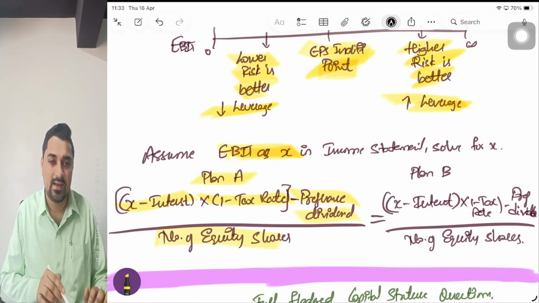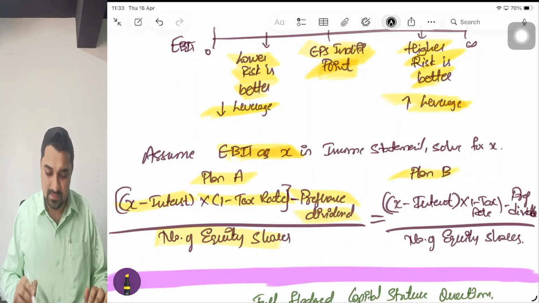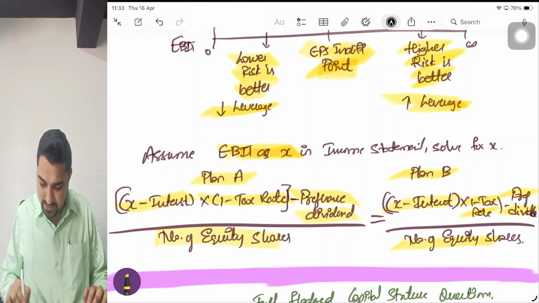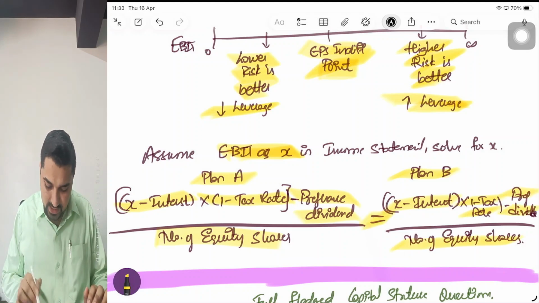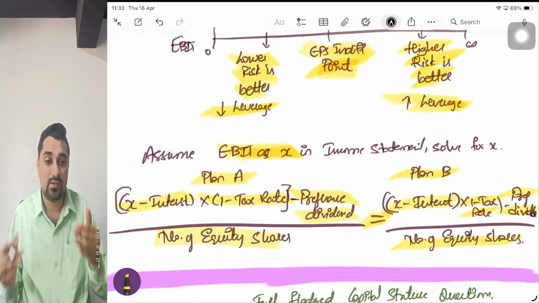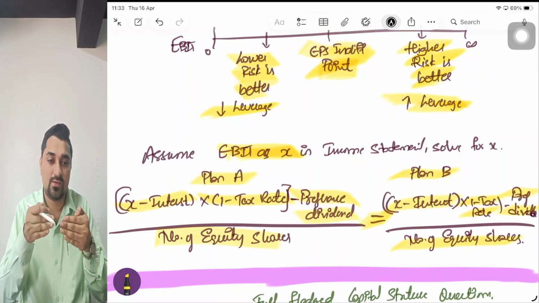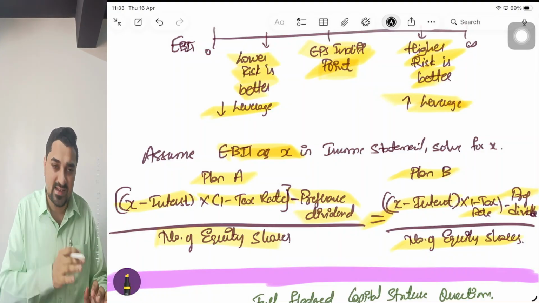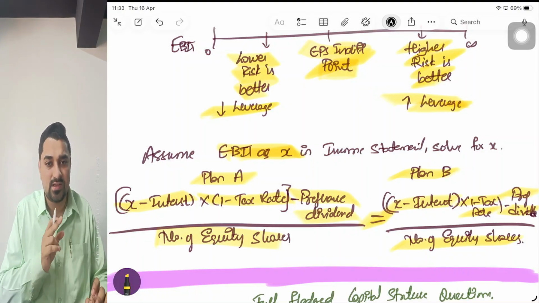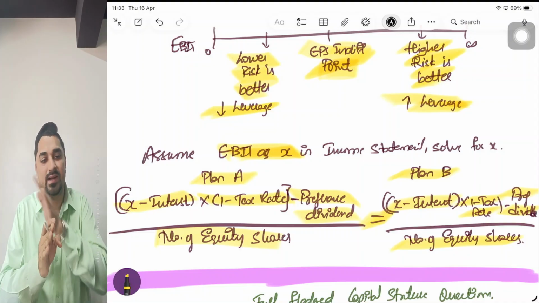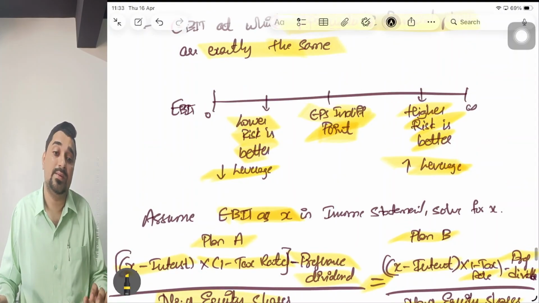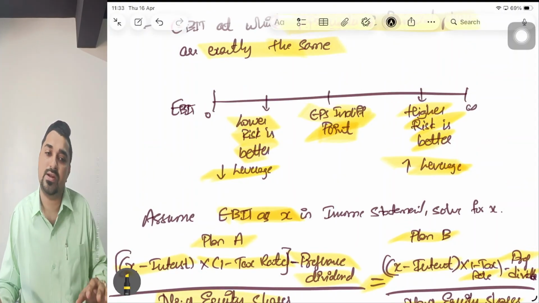For plan A and plan B, I'll assume EBIT as X, again (EBIT minus interest) into (1 minus tax rate) minus preference dividend, divided by the total number of equity shares. I will equate those. The value of X at which the equation solves is called your EPS indifference point. If my EBIT is less than that, the plan with lower financial leverage is better. If my EBIT is more than that X, then the plan with higher financial risk is always better. Again, a very, very important and scoring question.